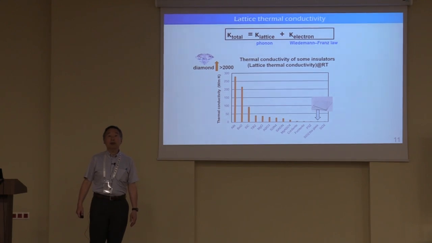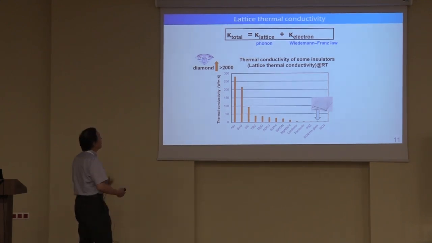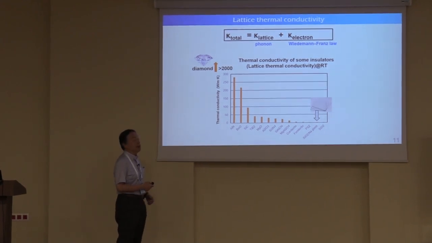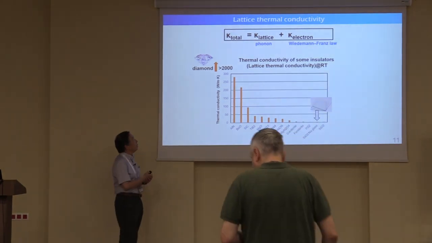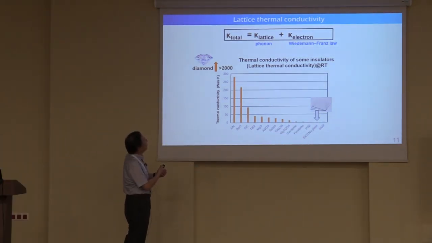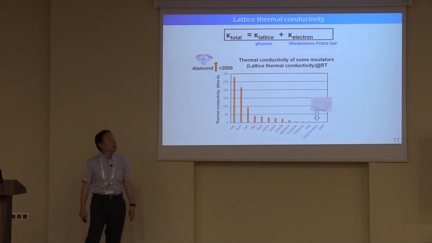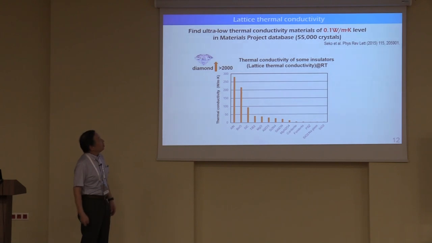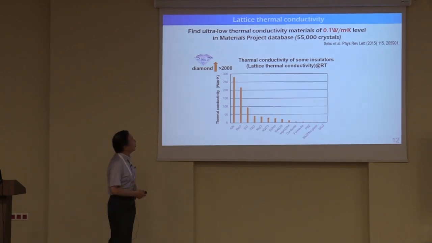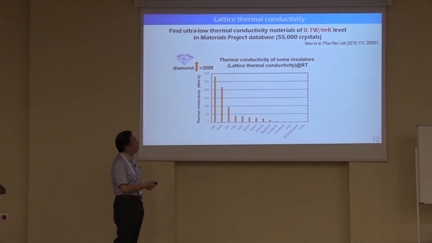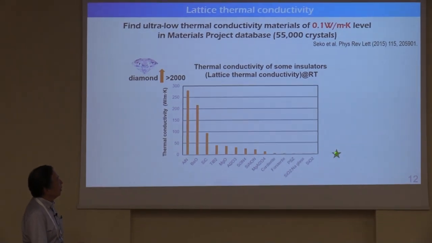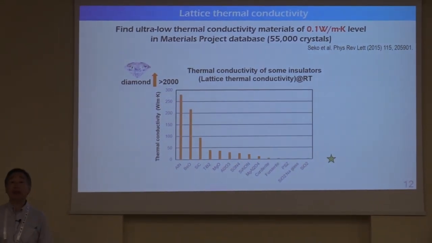So this is also a figure I have shown before. This is the experimental lattice thermal conductivity for a number of different systems. Diamond has the highest thermal conductivity, which is 2,000 in units of watts per meter Kelvin at room temperature. And window glass or SiO2 has a very low thermal conductivity, which is lower by a factor of 1,000 or even lower. Our motivation was to find an ultra-low thermal conductivity material, much lower than SiO2, at a level much lower than SiO2, if it exists.